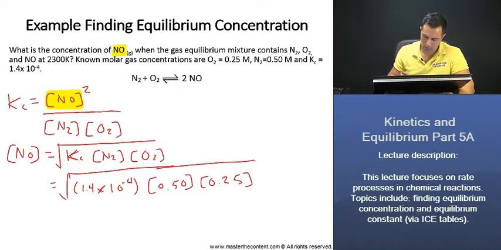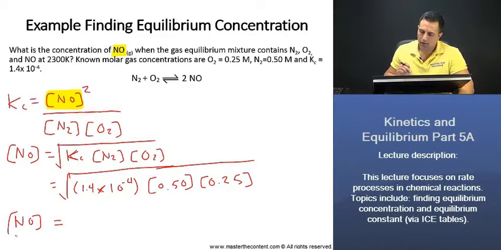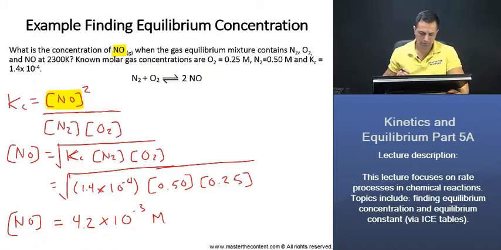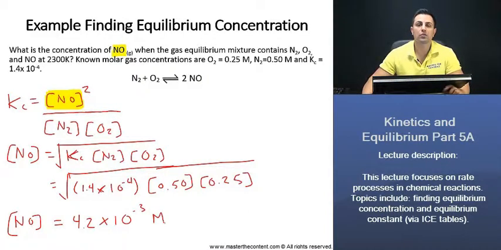And once we go ahead and calculate this, our nitric oxide concentration when the gas is at equilibrium will be 4.2 times 10 to the power of negative 3 molar. Wonderful. Okay, that's how you would find that. Now let's continue with our next problem.